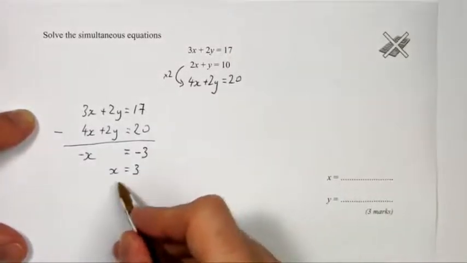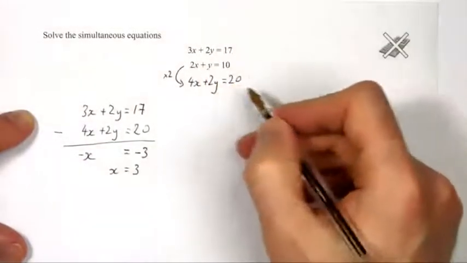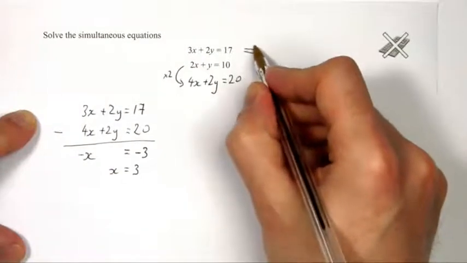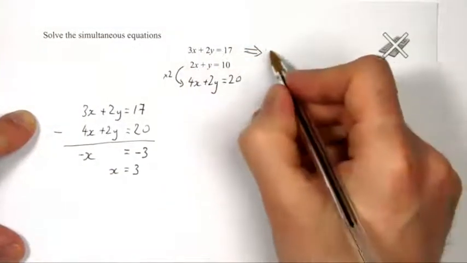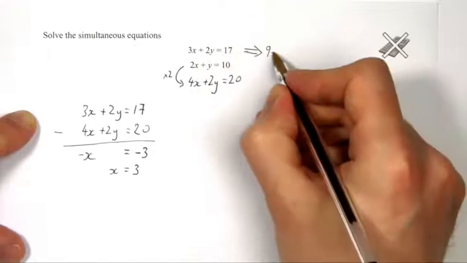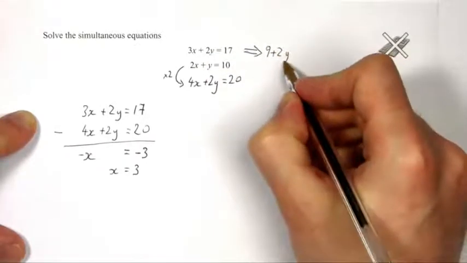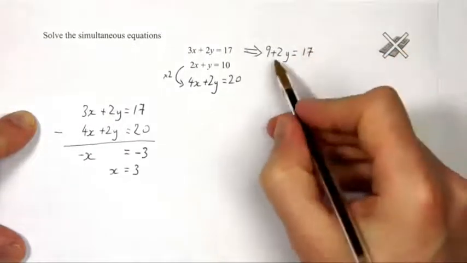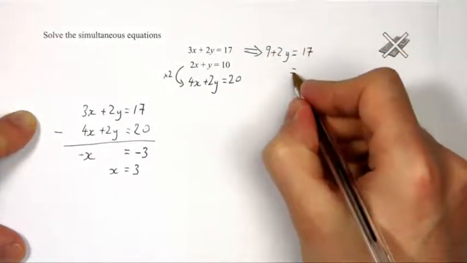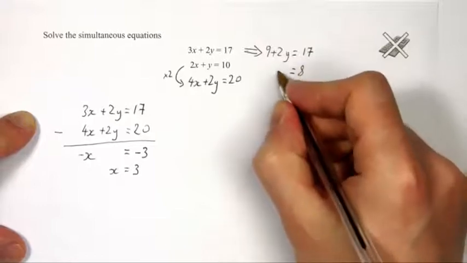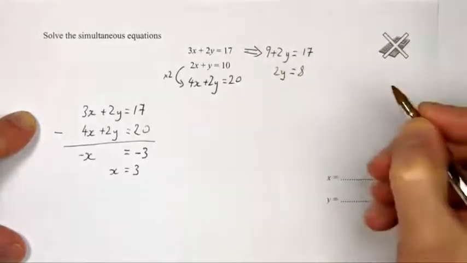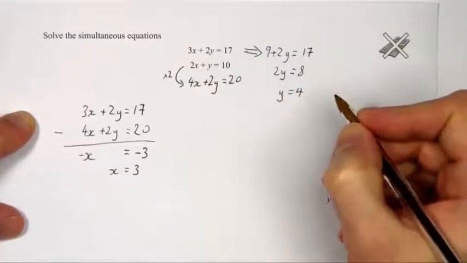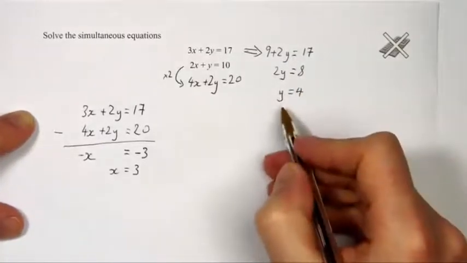So I'm going to put this value of x into one of the equations, into the first equation. So if x equals 3, that's 9 plus 2y equals 17. So if I subtract 9 from both sides, y equals 4.